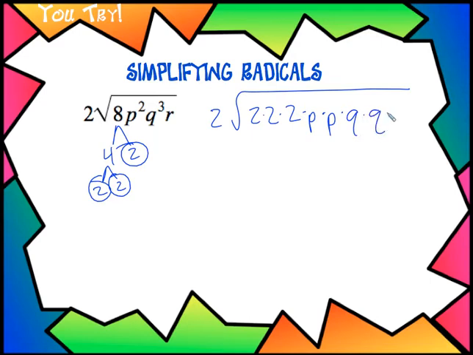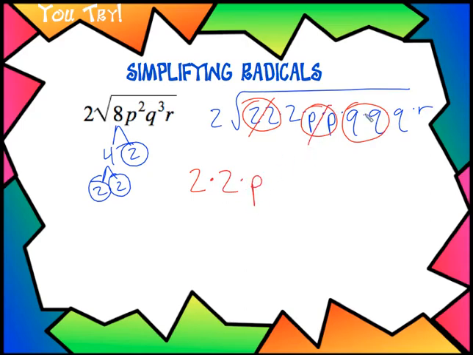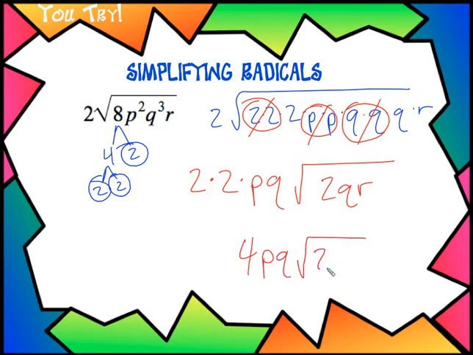3 Q's and an R. Pair of 2's, pair of P's, pair of Q's. So we already have this 2 out here. I'm going to copy that down. Now I'm going to bring out this 2, this P, this Q, and then inside we have a 2, a Q, and an R. So you get 4PQ on the outside when you multiply them together, and 2QR on the inside.